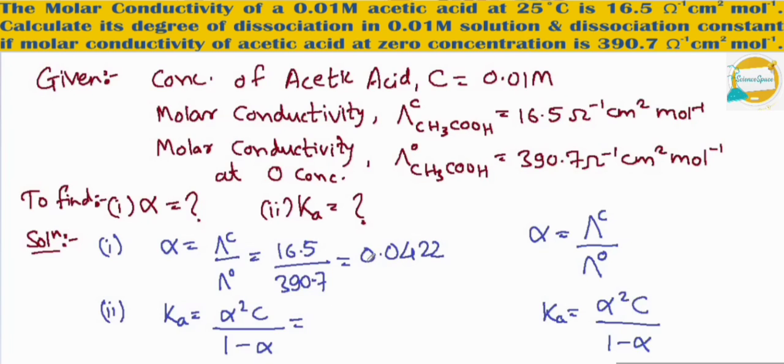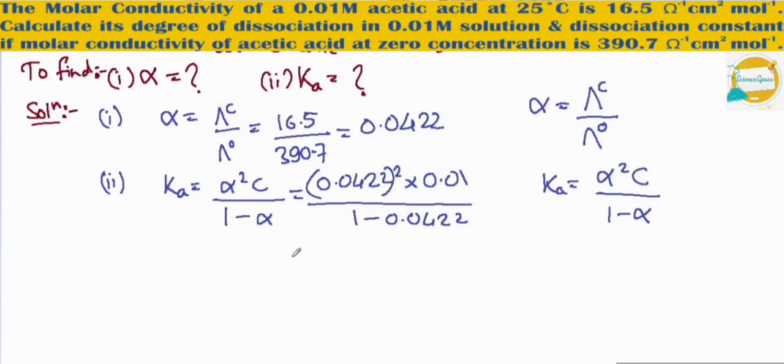So when we will put the values of alpha and C in this equation, we will get 0.0422 whole square into concentration का value है 0.01 molar upon 1 minus 0.0422. So on solving this, we will get the value of dissociation constant as 1.85 into 10 to the power minus 5.